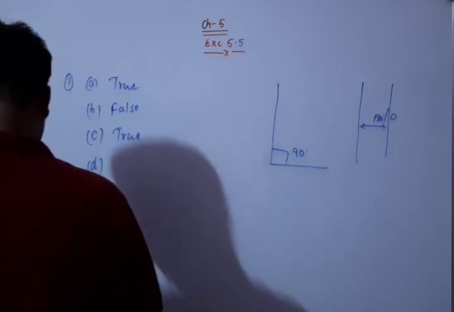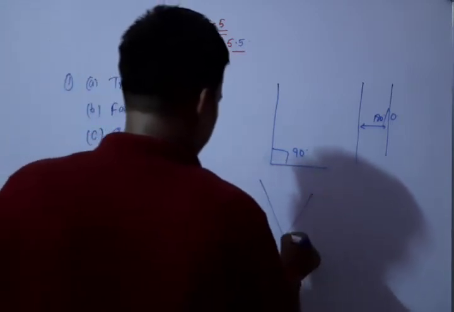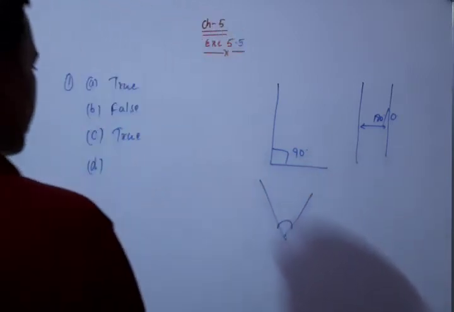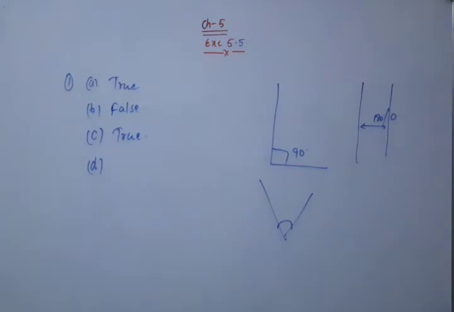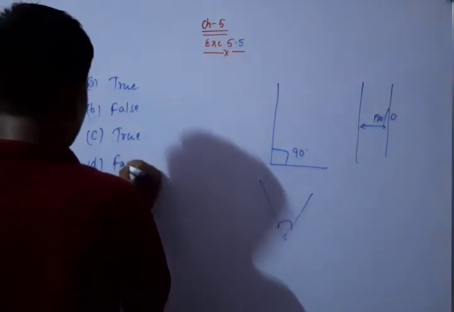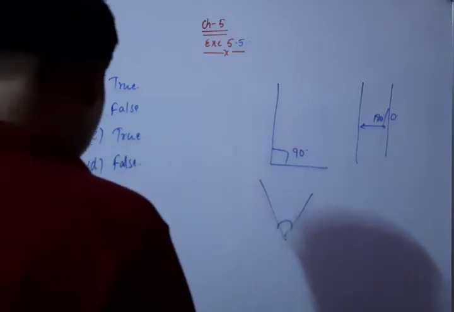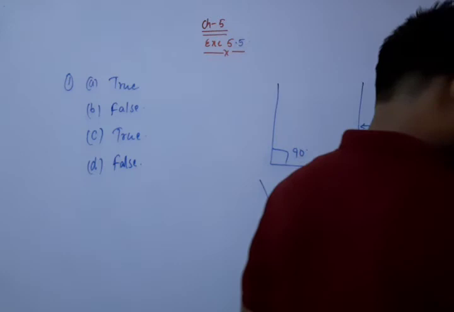Next, moving to D. The letter V. The angle formed between the arms of V, the interior will be acute and the outer will be reflex. So D will be false. Now moving to question number 2.